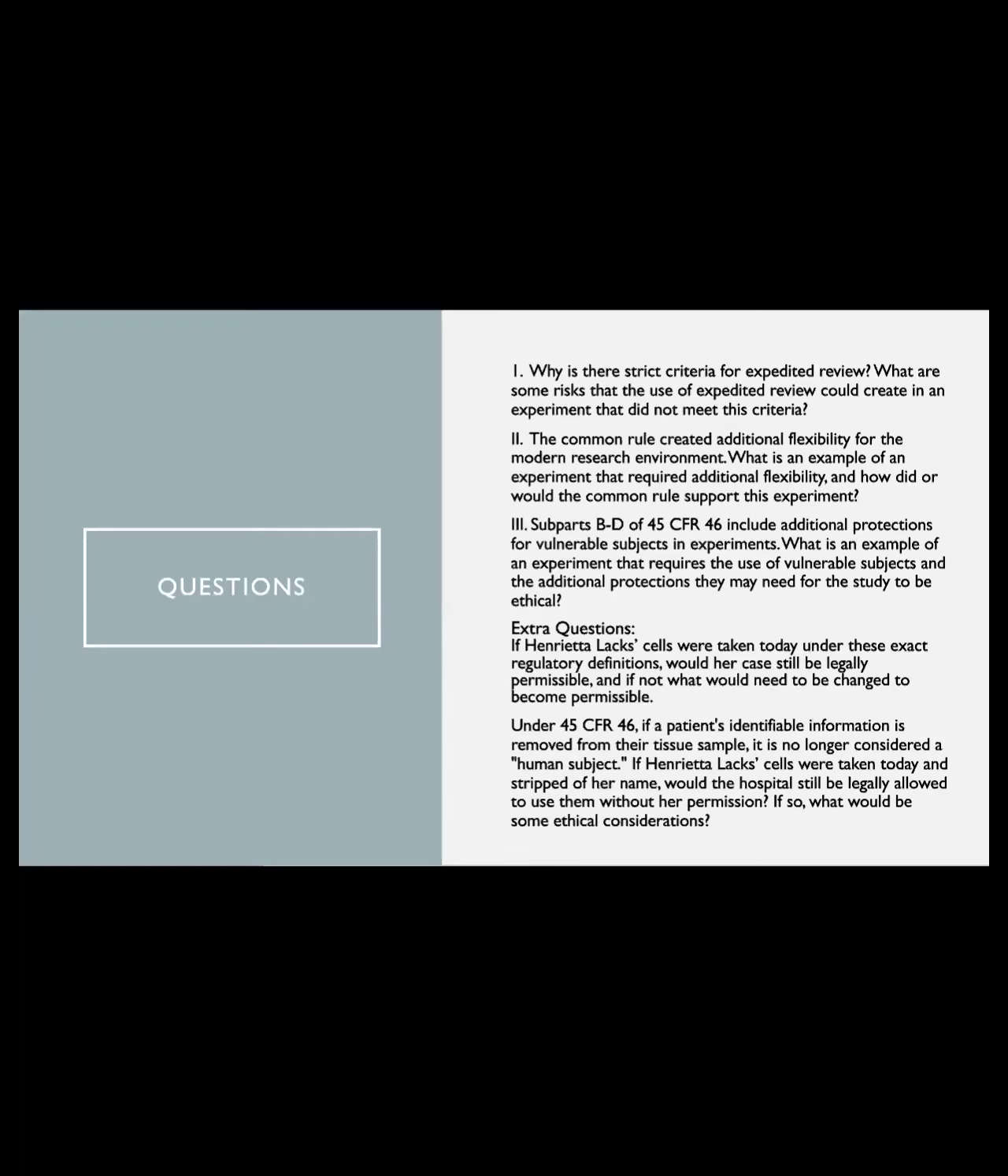And then we have 5 questions. Question 1: Why is there strict criteria for expedited review? What are some risks that the use of expedited review could create in an experiment that did not meet this criteria? Question 2: The Common Rule created additional flexibility for the modern research environment. What is an example of an experiment that required additional flexibility, and how did or would the Common Rule support this experiment?